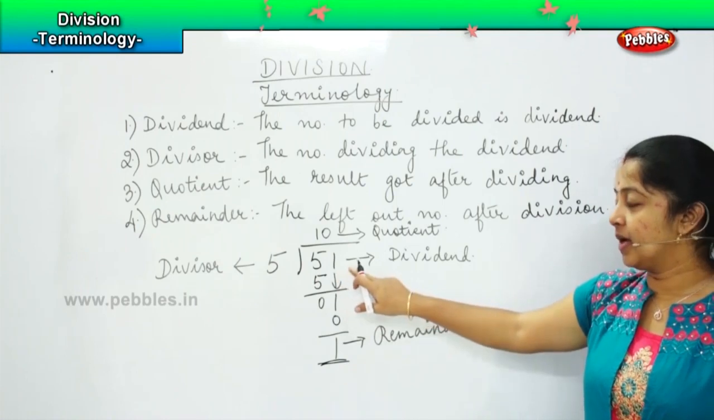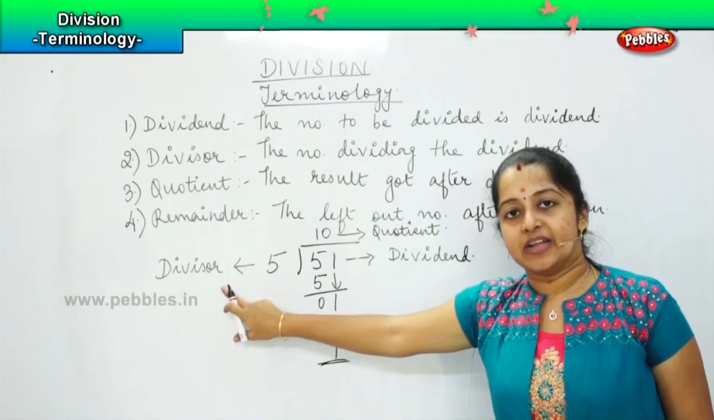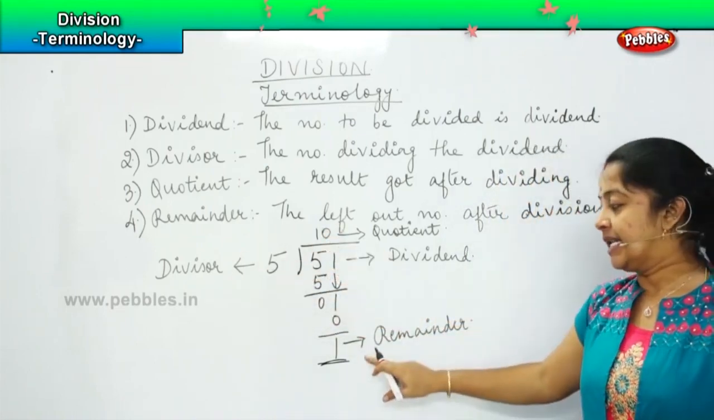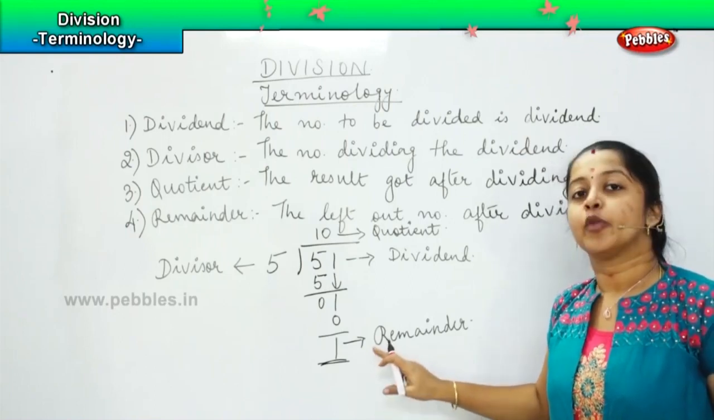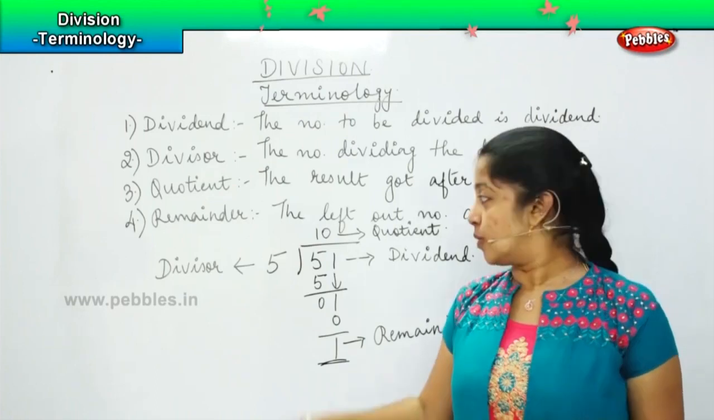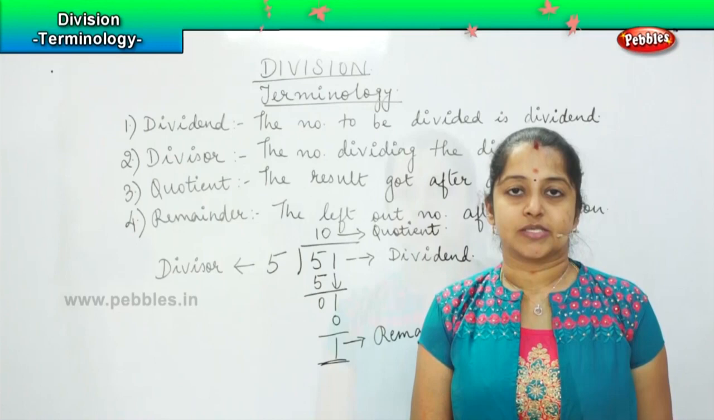So, the bigger number is my dividend. The number with which I divide is my divisor. The answer I get, that is my quotient. And in case of any left out number or figure, that is my remainder. Okay. So, based on these concepts, we will be solving our questions.